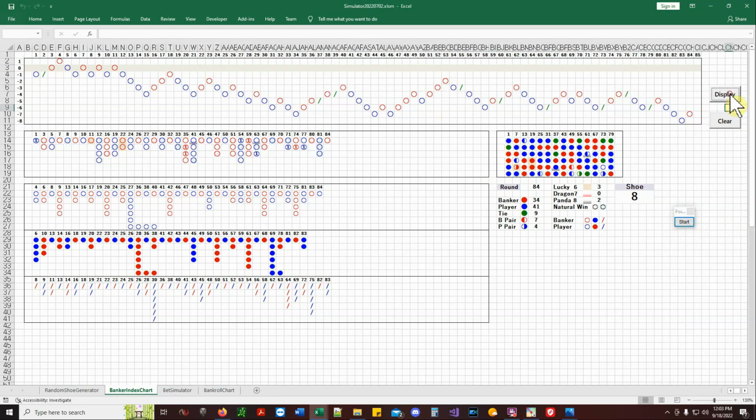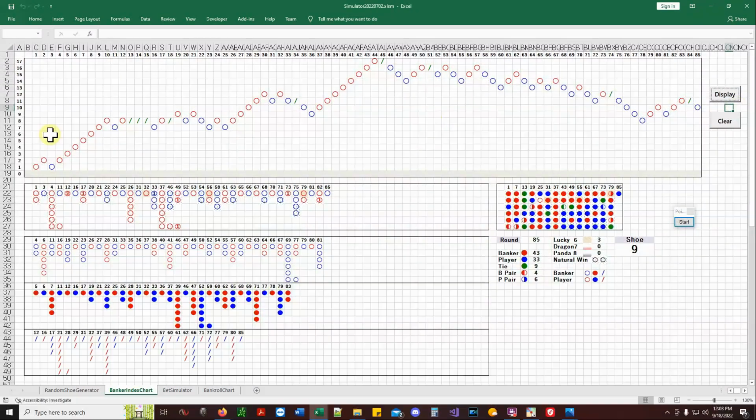On to the next shoe. Looking for hook plays. Looking for hook plays. And notice, like I said, when the shoe is trending, you're not going to see those hook plays. Definitely practice your hook plays.